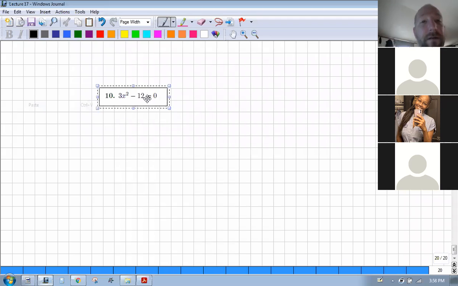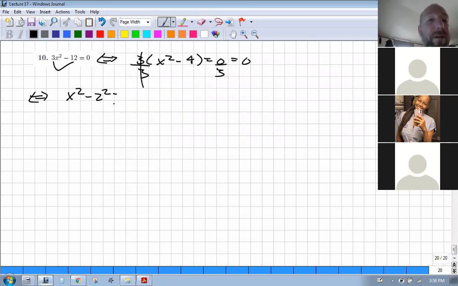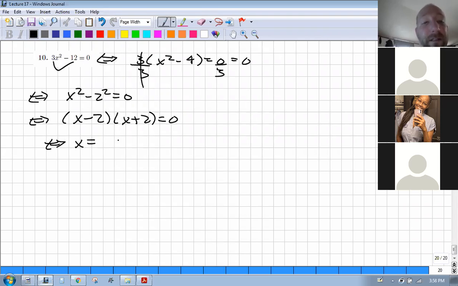Number 10. We can pull a 3 out of here, which will give us 3 times x squared minus 4. We can get rid of that 3, because this is still 0. X squared minus 4 is the difference of two squares. So this is x minus 2 times x plus 2. Looking at this, we could tell that x is either a positive or a -2.